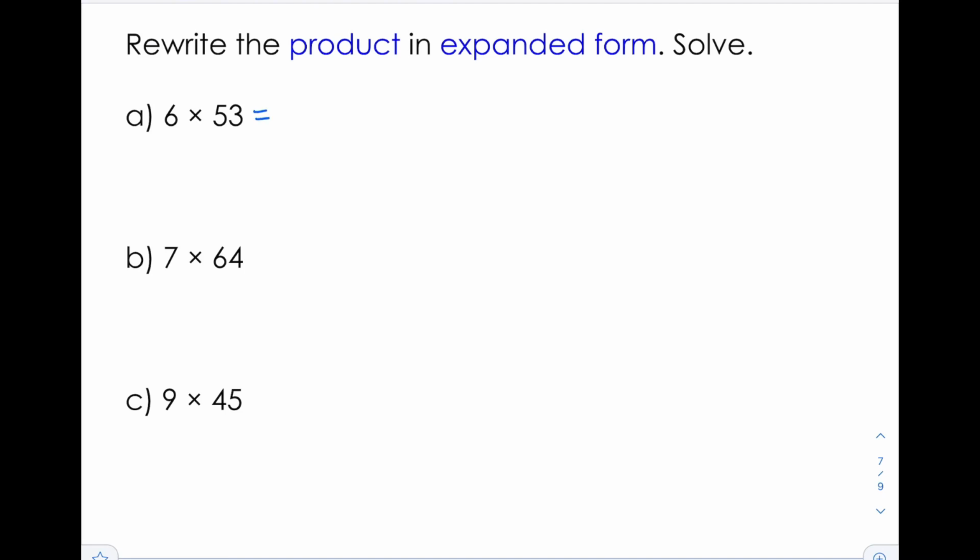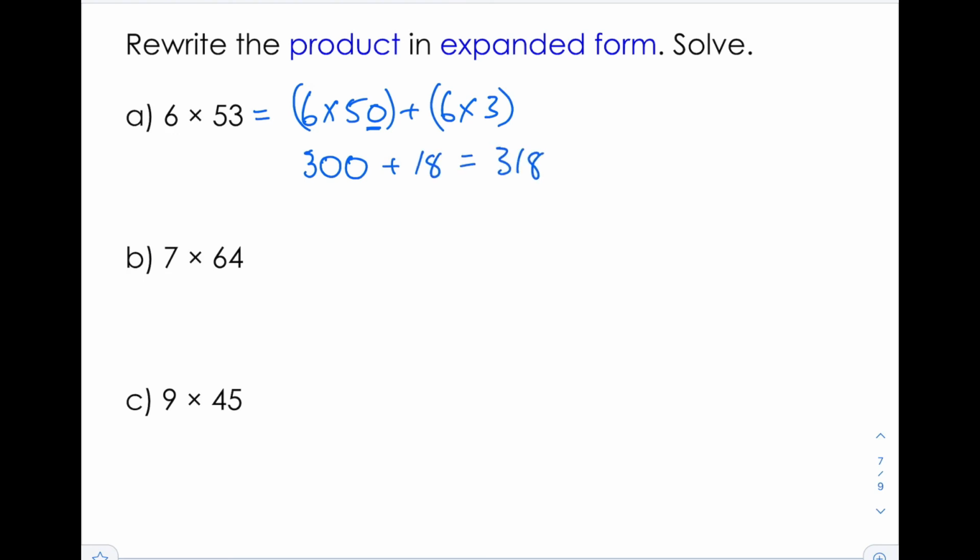So 6 times 53 can break into 6 times 50 plus 6 times 3. 6 times 50 again might be a little hard to do in your head. So pretend it's just 6 times 5. 6 times 5 is 30. Plus this additional 0 needs to be added to the end, so we have 300. Plus 6 times 3 is 18. 318.